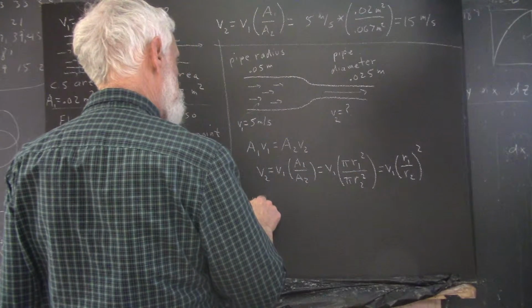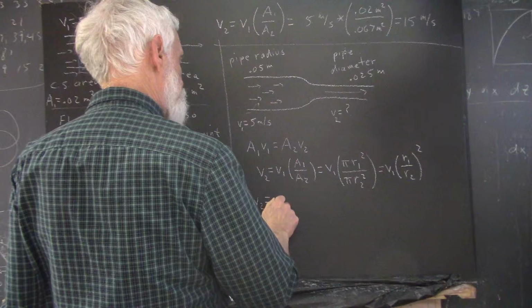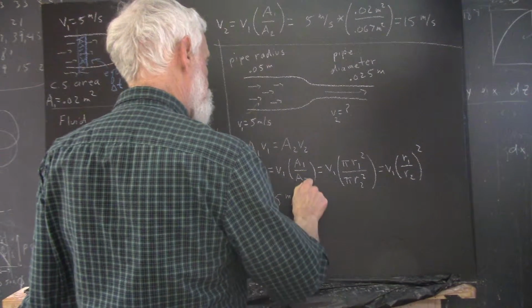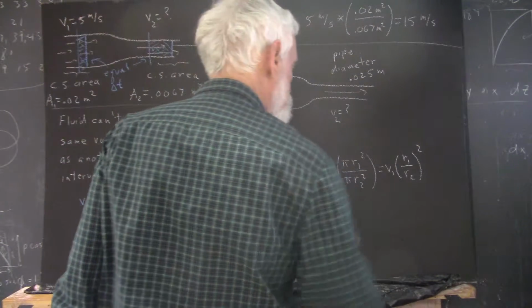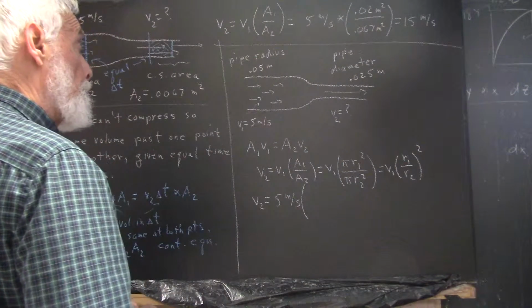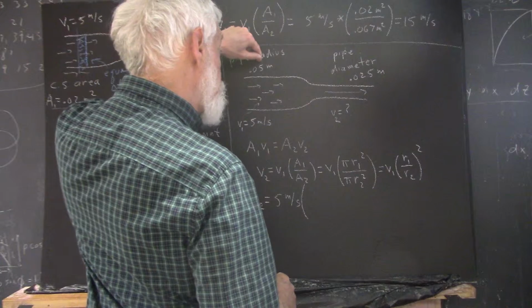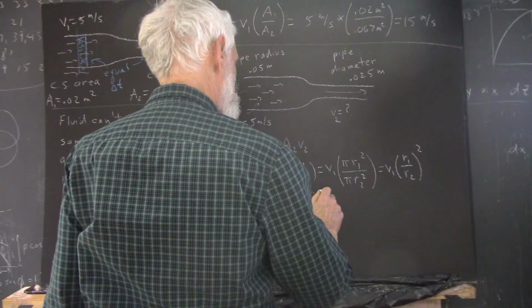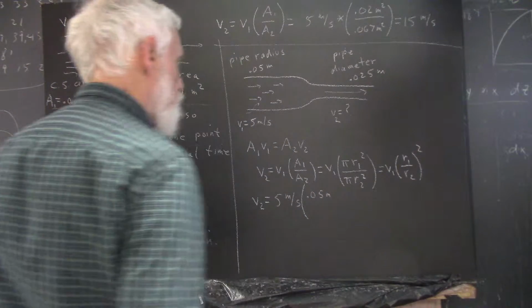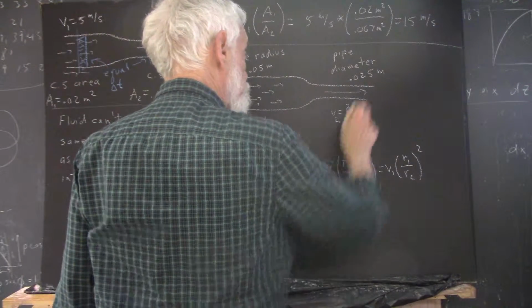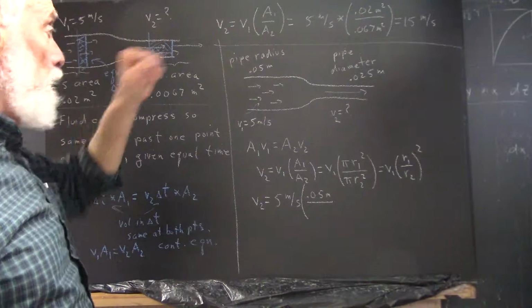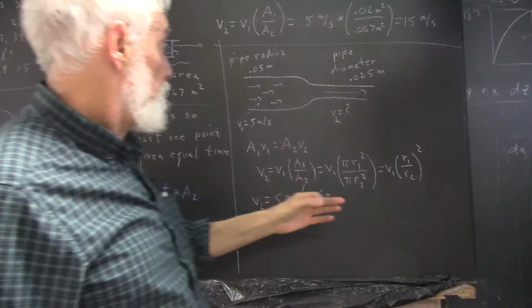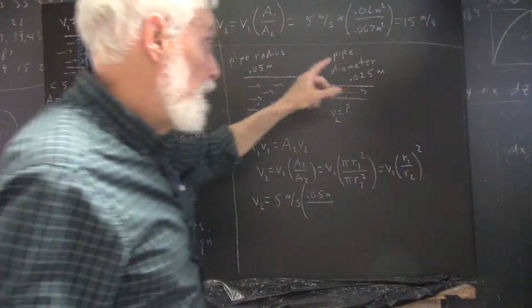So now V2 is what? It's 5 meters per second multiplied by the square of the radius of one over the radius of the other. Well, the radius here is 0.05 meters. Okay, 0.05 meters here. What's the radius here? If you're not careful, you're going to write down 0.025 meters, but what's wrong with that? Well, this is a diameter, and you've got to be careful.